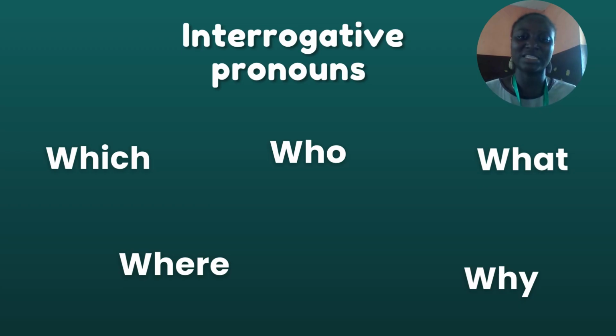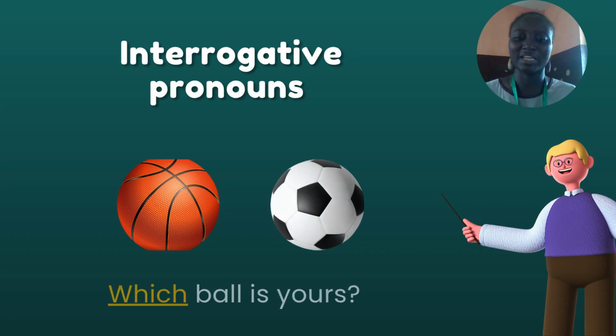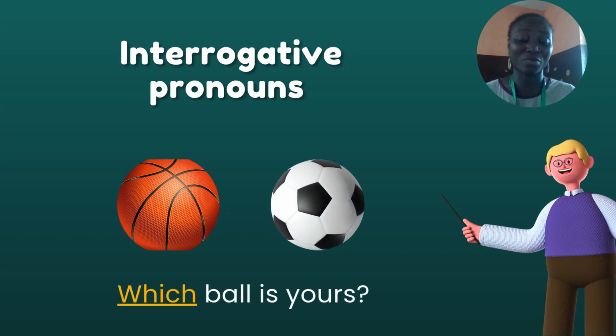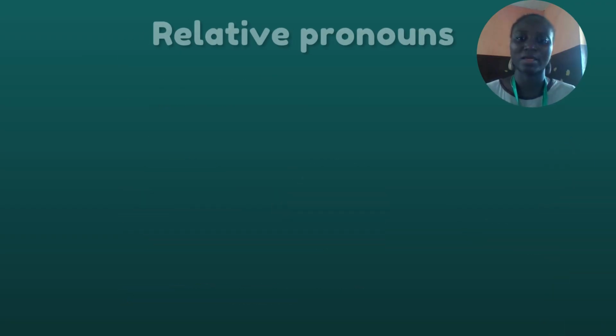Interrogative pronouns. These are used to ask questions, and usually they start with WH. Examples of interrogative pronouns are which, who, what, where, and why. Now let's use which as an example of an interrogative pronoun in a sentence. Which ball is yours? So you can see that which is used to ask questions.